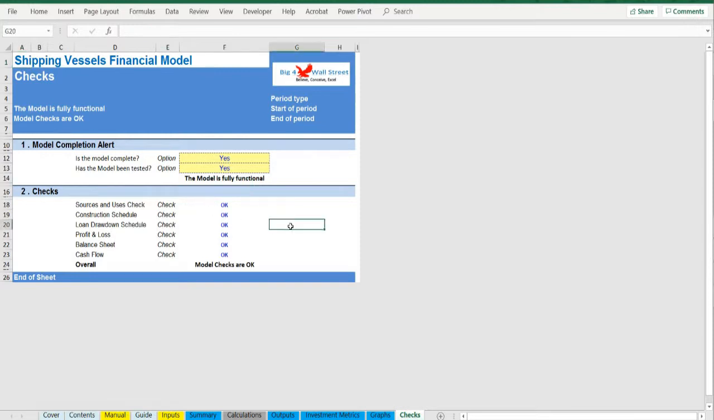Important notice: yellow indicates inputs and assumptions that the user is able to change, blue cells are used for called up cells, and white cells with black characters indicates calculation cells.